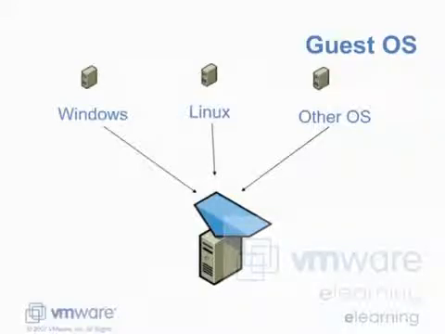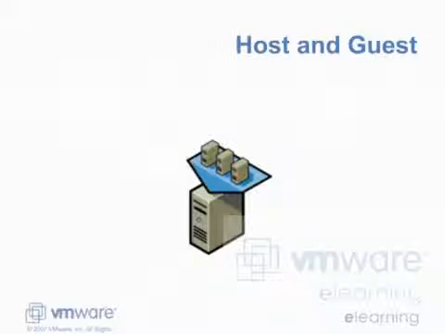A guest operating system can be Windows, Linux, or other type of operating system that's supported by VMware Server. Guest operating systems run on the host computer. How many operating systems are running in this picture? There are 4. The operating system that the host is running, and 3 for the virtual machines.